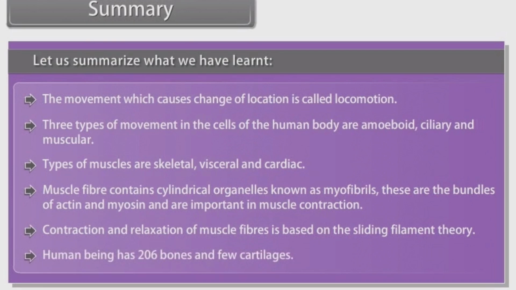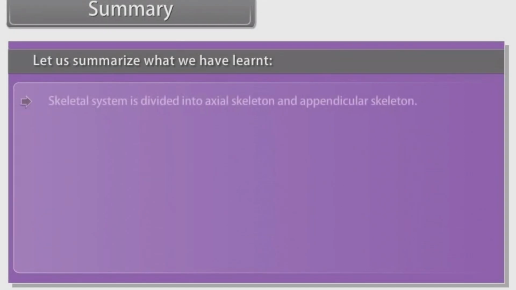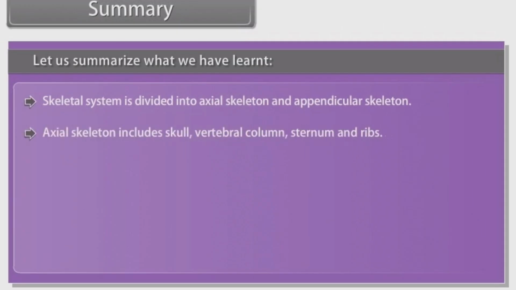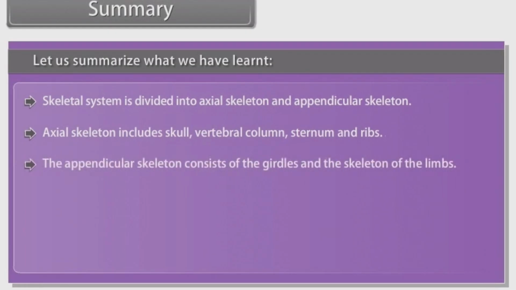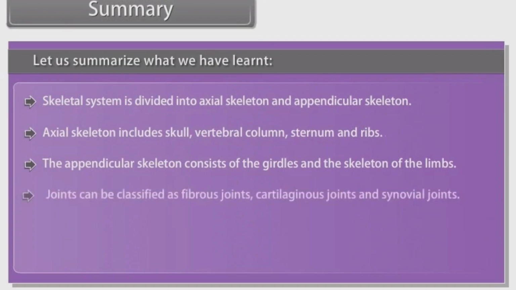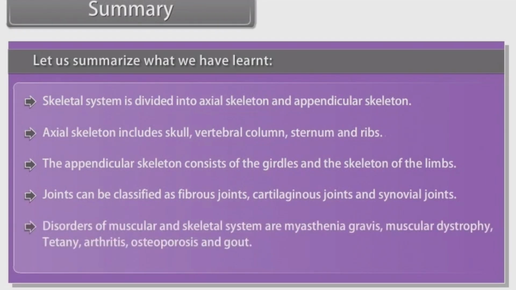Human beings have 206 bones and a few cartilages. The skeletal system is divided into axial skeleton and appendicular skeleton. Axial skeleton includes the skull, vertebral column, sternum, and ribs. The appendicular skeleton consists of the girdles and the skeleton of the limbs. Joints can be classified as fibrous joints, cartilaginous joints, and synovial joints. Disorders of muscular and skeletal system are myasthenia gravis, muscular dystrophy, tetany, arthritis, osteoporosis, and gout.